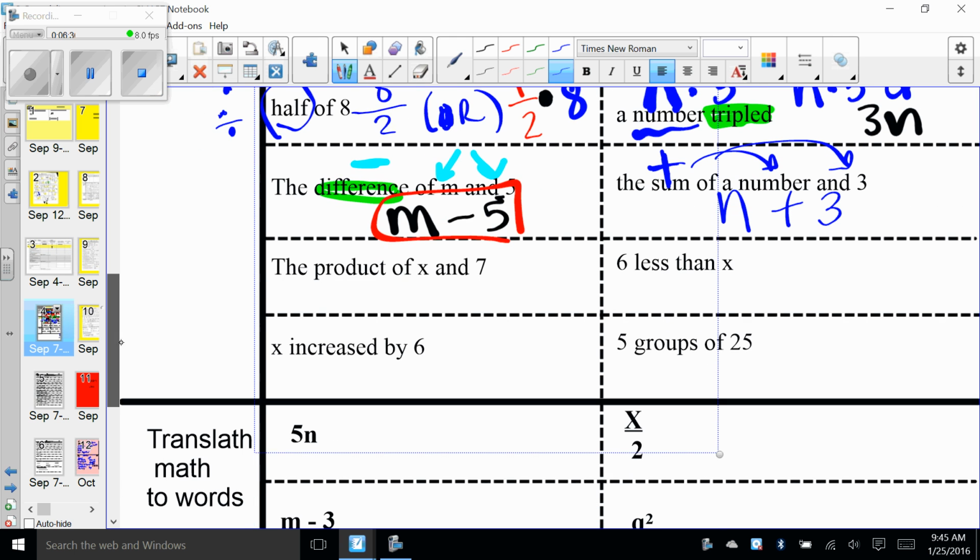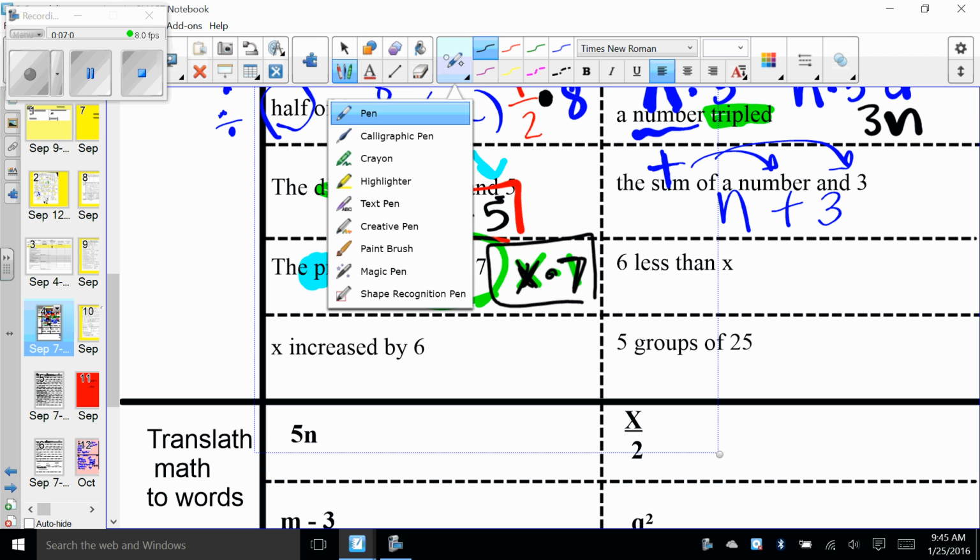Okay, next term we see is the word product. Go ahead and look at notes above if you are not sure what product means. Back in elementary school, you should have heard the word product maybe in 4th or 5th grade. Product means to multiply. What are we multiplying? These two. So we have x times 7, or 7x.